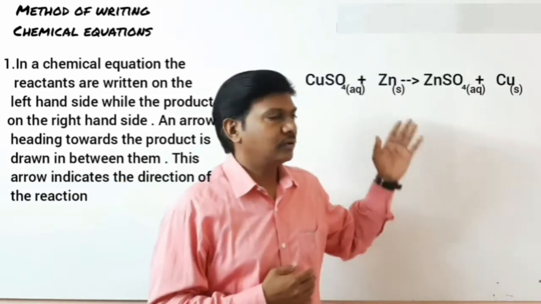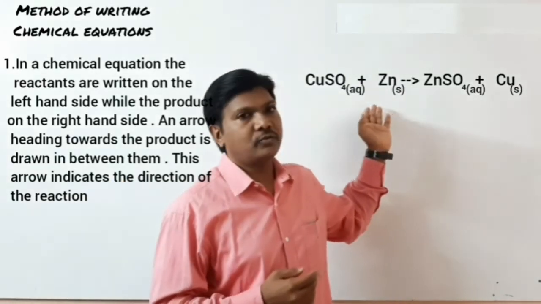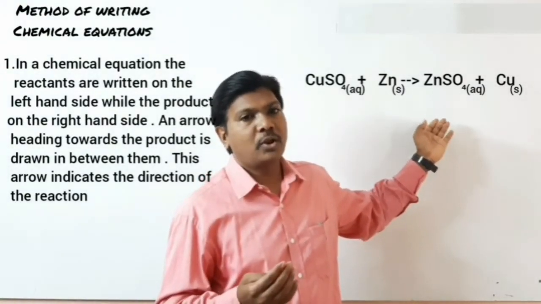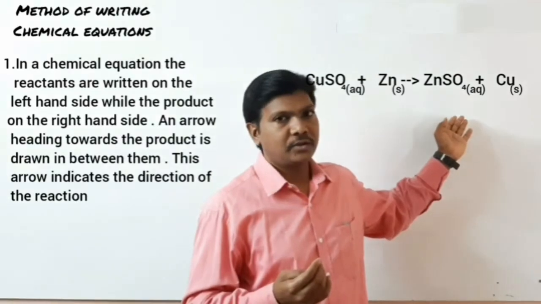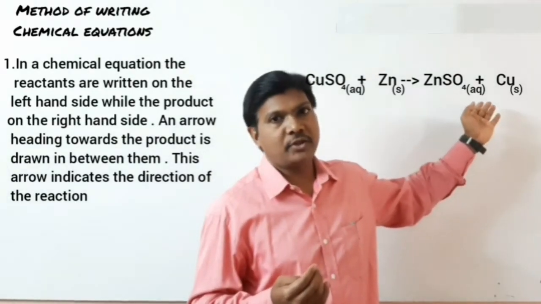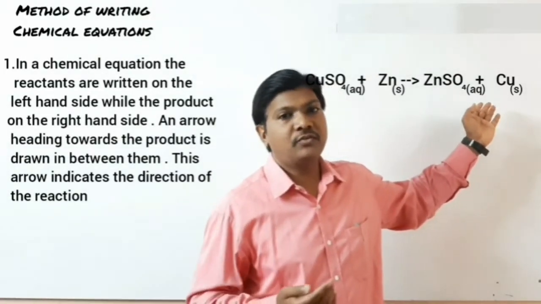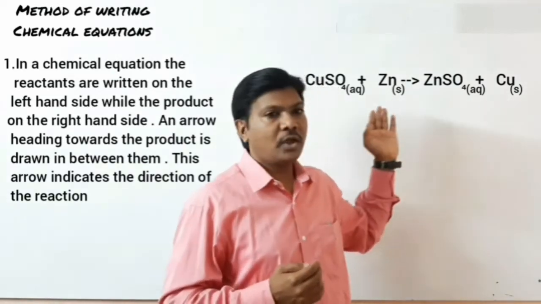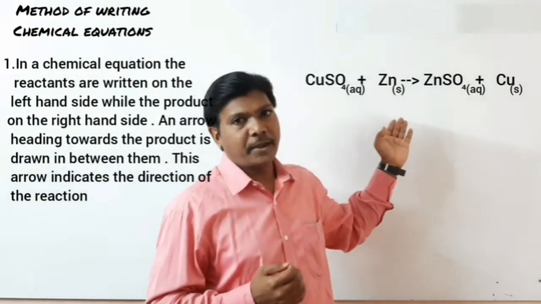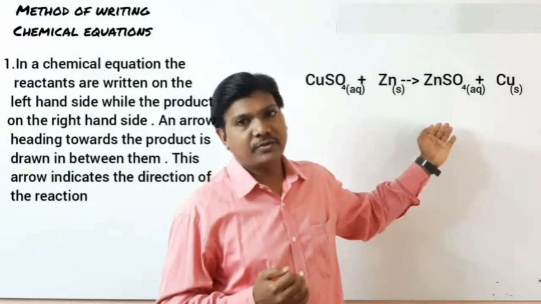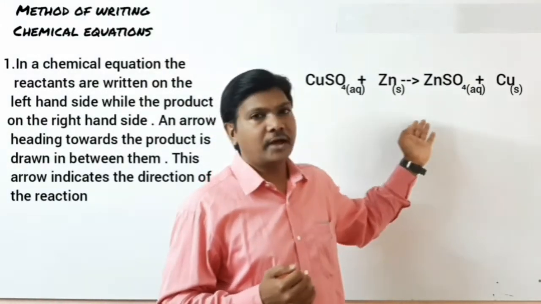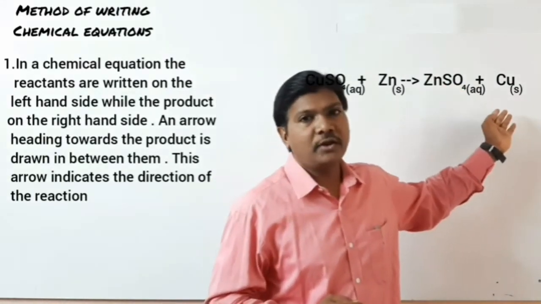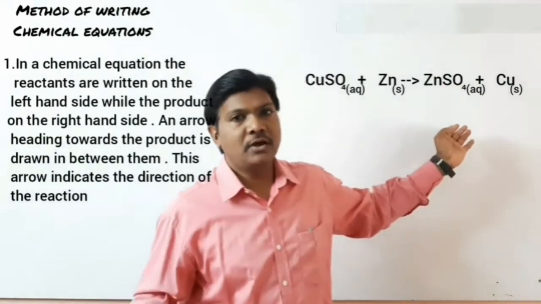Then see the example, that is copper sulfate, CuSO4, plus Zn, then arrow, and then the product is ZnSO4 plus copper. So here copper sulfate and Zn, meaning zinc, are the reactants, and zinc sulfate and copper are our products.